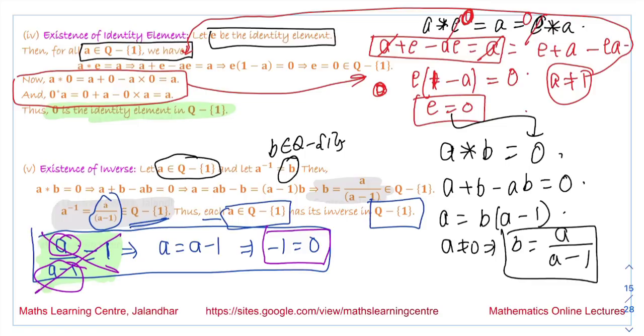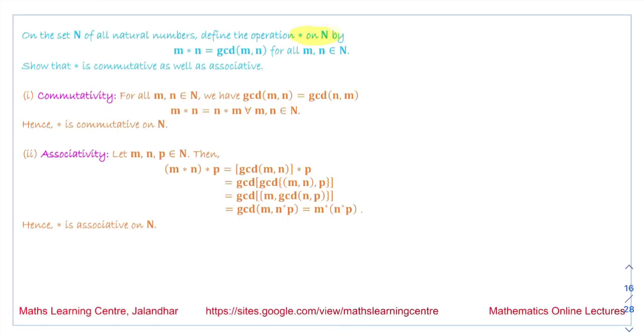So we are saying that this A inverse belongs to the set Q minus 1. That is, it is a rational number except the number 1. Next, on the set of natural numbers, we define an operation star, defined like this: for two natural numbers m and n, m star n is equal to the GCD, greatest common divisor, of m and n. We have to prove that this operation star is commutative and associative.